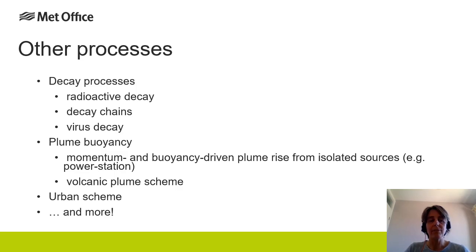NAME can also represent plume buoyancy. There's a momentum and buoyancy driven plume rise scheme used for isolated sources such as power station stacks. And there's also a specific volcanic plume scheme, which takes into account the effect of the ambient wind on the rise of the volcanic plume. NAME also has an urban scheme representing the increased dispersion within urban areas. And there's much more. At this point, I'll recommend that you have a look at the NAME user guide for more details.